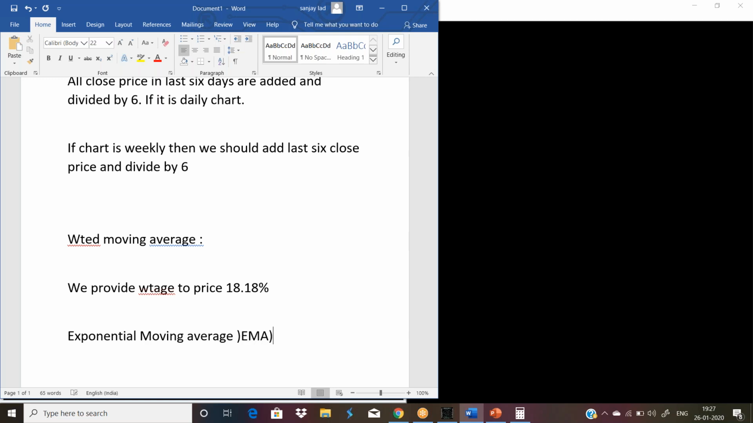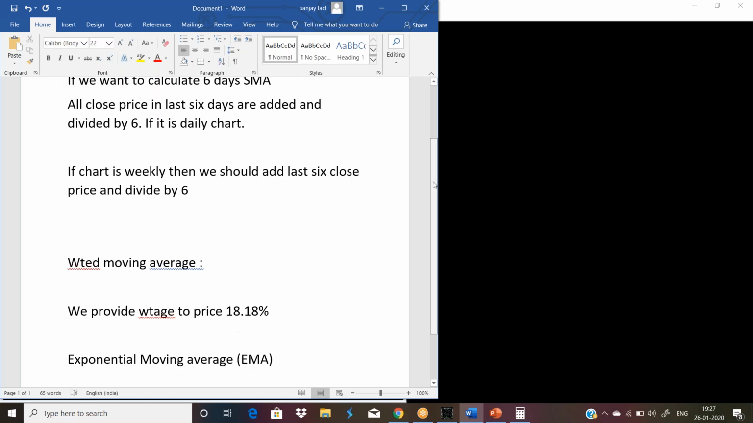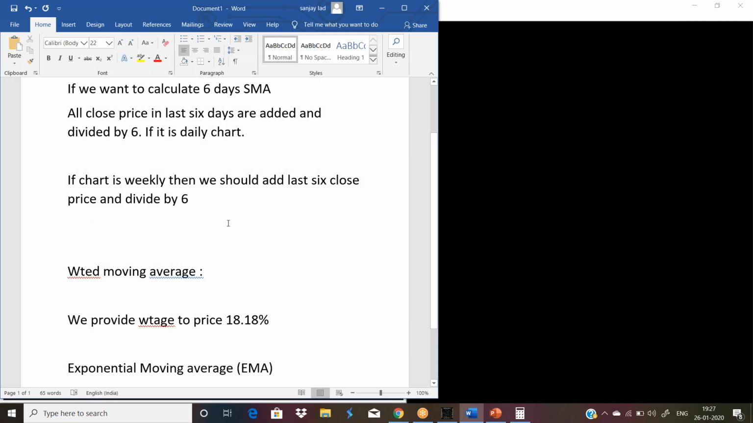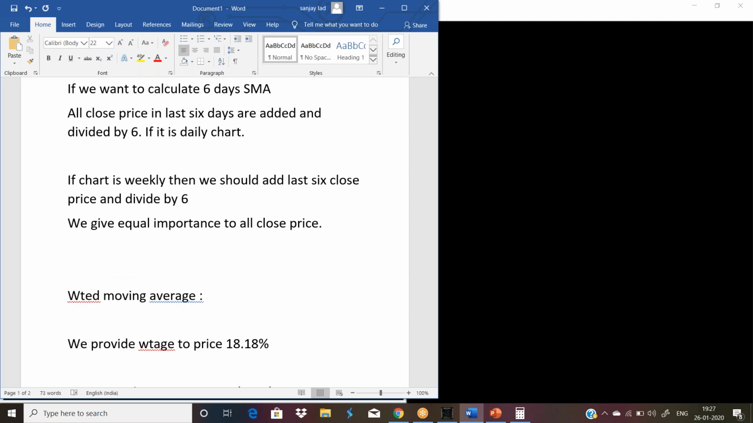How is the EMA calculated? We'll discuss EMA. Why is the EMA important? See, in the simple moving average, we give equal importance to all close prices. We don't give special importance to the latest prices.